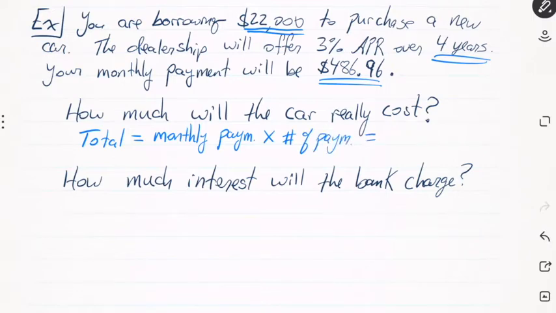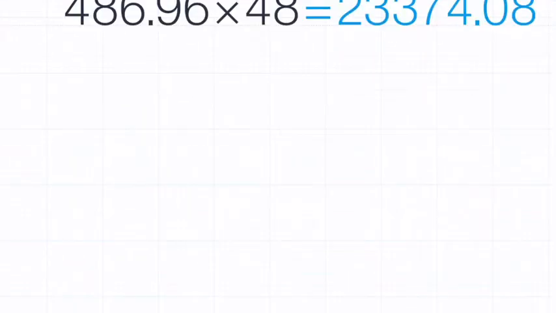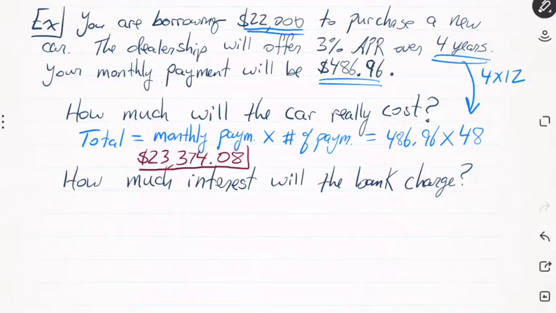So in this case, it's going to be 486.96 times 4 years, but each year has 12 months, so that would be 48 payments. So with this 4 years, you have to be careful. You have to change it into number of payments, and it's usually monthly, so you'd multiply by 12. So $23,374.08. So that would be how much you really are buying your car for. Because $22,000 will go to the dealership, what's left over is going to go towards the bank.